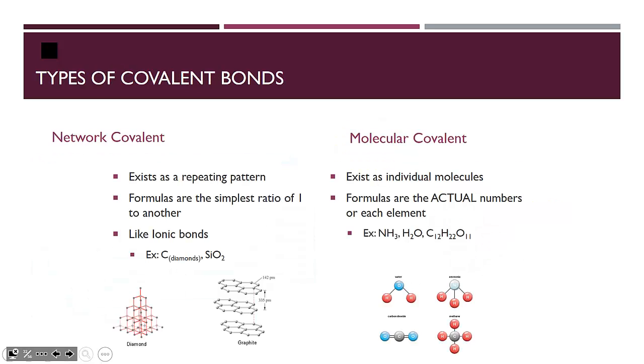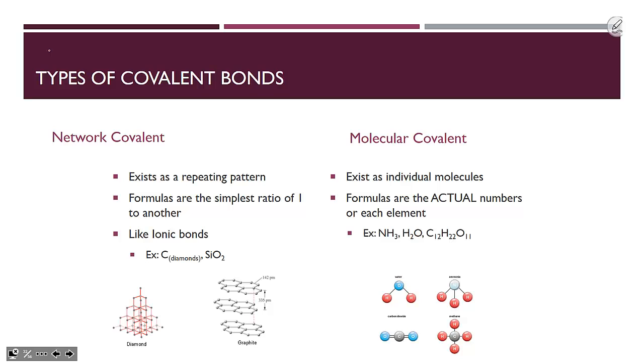Now, most of the time in this class, we're going to focus on molecular covalent compounds, which are molecules that float through space-time on their own. The formula is the actual number of each element needed to reach their lowest energy state, to share the correct number of electrons to have that octet. However, that is not every covalent compound. Some covalent compounds form when elements form large lattices. These are known as network covalent solids.